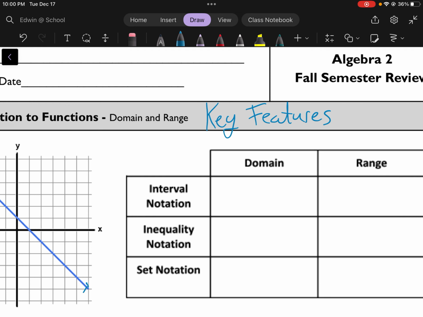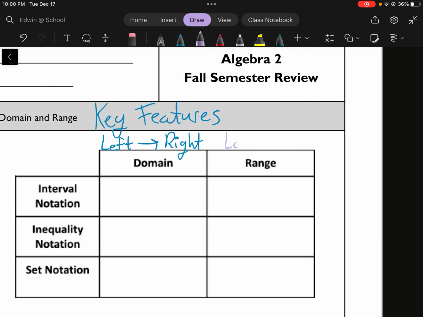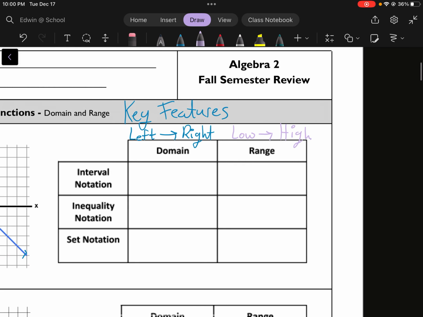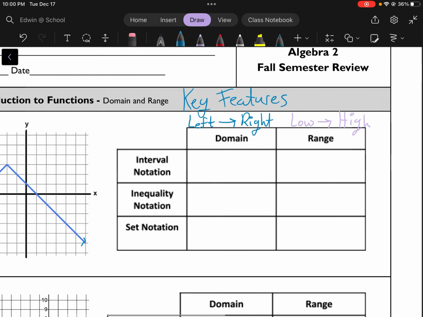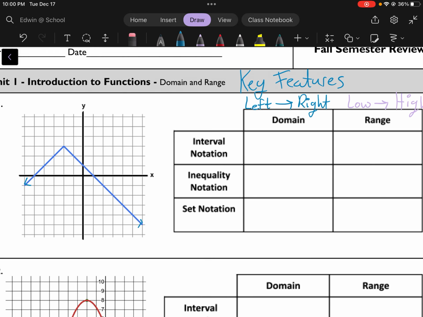So we're talking about domain and range. If we remember, domain is going to be the furthest point on the left, and from the left all the way to the right. So we go from left to right. For range, we're going to be talking about the points lowest to highest. So range is y values, domain is x values. Range goes up and down, domain is left and right.